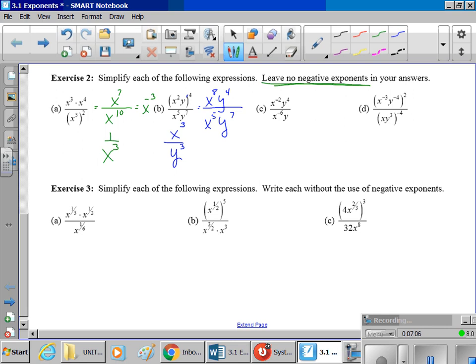Now in C, what I think I would do first is let's simplify the x's and the y's. So first let's take the x's and then we're going to look at the y's. All right, so keeping that in mind now. We have x to the negative 2 minus a negative 6, which is x to the fourth power. And then we have 4 minus 1, which is y to the third power.